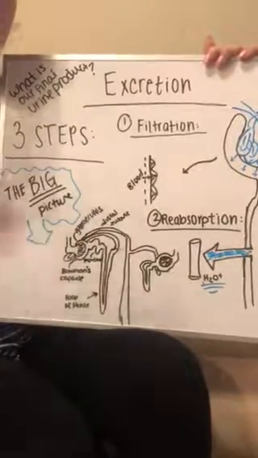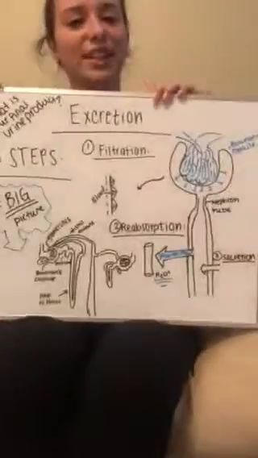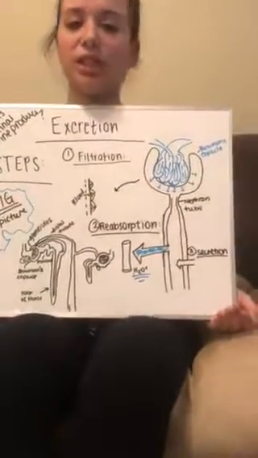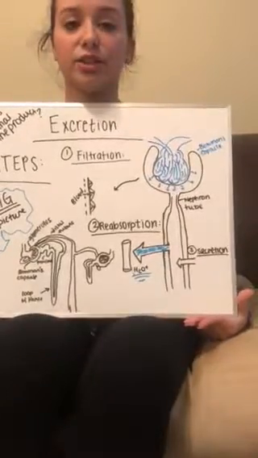And this is where our urine product comes out. So that's the process of excretion and the 3 steps: filtration, reabsorption, and secretion.